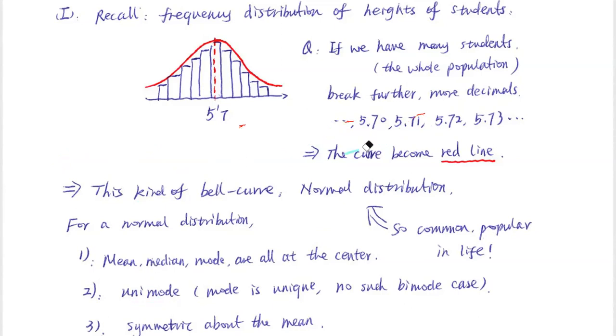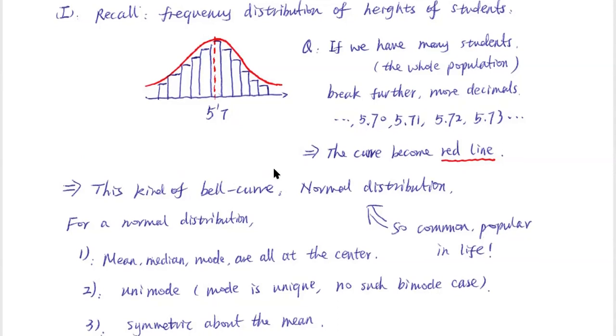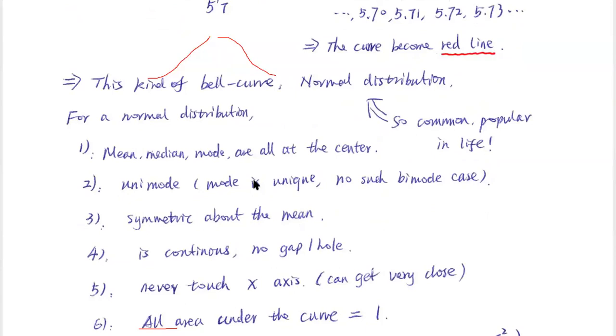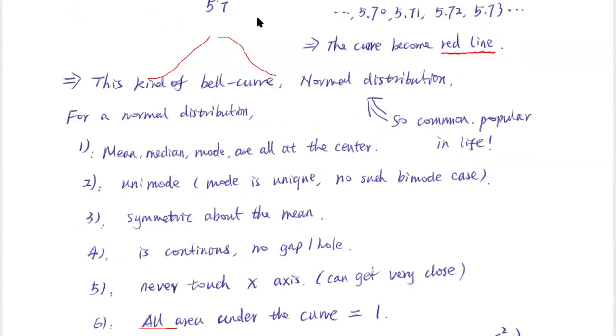Now let me erase this. Number 3: symmetric. In other words, if you know one side of the curve, you can easily draw the other side of the curve. Symmetric. Number 4 is continuous. I didn't draw the curve here, but it's continuous.